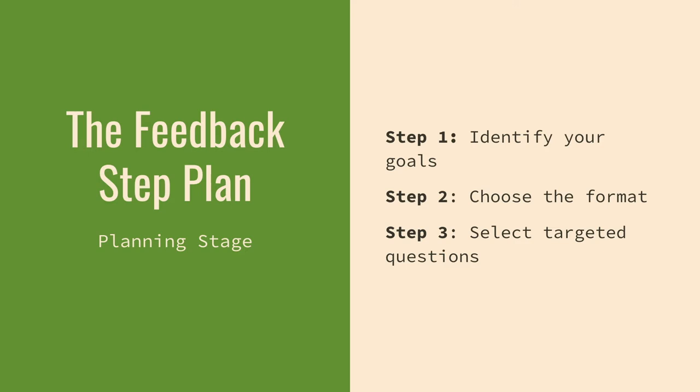So our first step in asking for feedback and being proactive about this is to identify our goals. Are you new to the company and you want to know how you're doing? Have you had bad feedback in the past and you want to know if you've resolved an issue? Are you aiming to grow to another level in the company and you want to know from someone who's done it, how do I get there? Where are my gaps? What should I be doing? So number one is to identify your goals. Those are intensely personal and they'll be different based on each individual person's needs and wants. The second is we're going to choose the format, which I'll get to in another slide, and then we're going to select targeted questions.